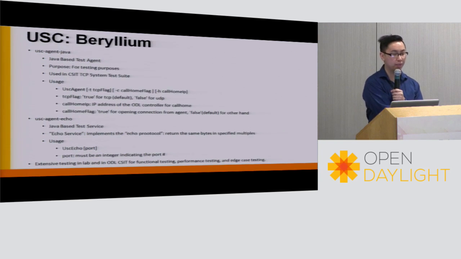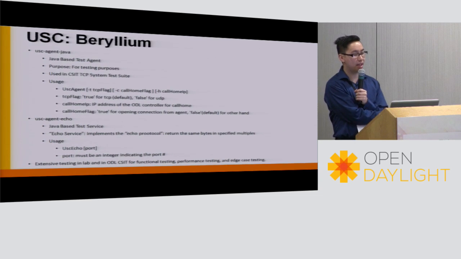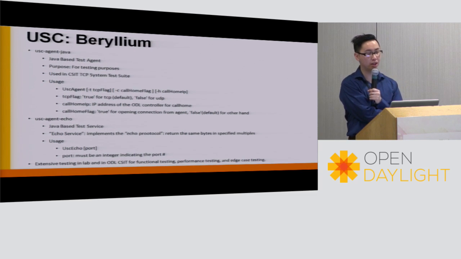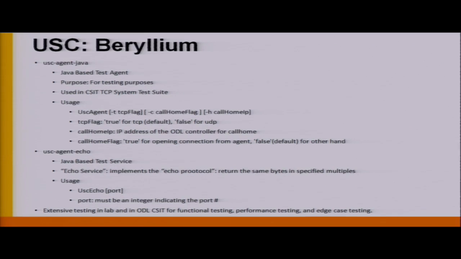With Beryllium, we developed a USC agent Java, which is a Java-based test agent. This is used for testing purposes. It's also used in our CSIT TCP system test suite, where you can go to Jenkins and see the reports for it. The reason why we keep saying that it's a test agent is because with our Java agent, we didn't care too much about the performance. We were more focused on being able to test the correctness of the USC channel features.